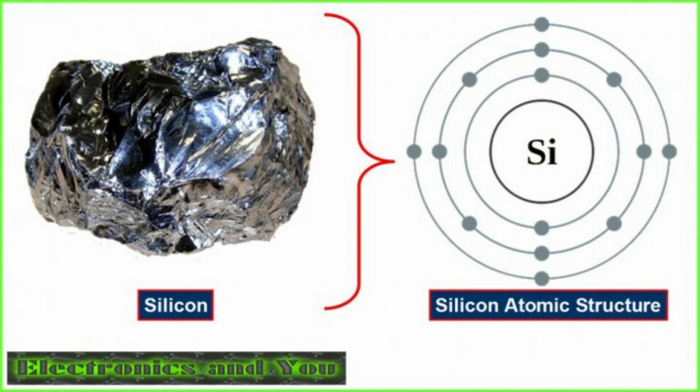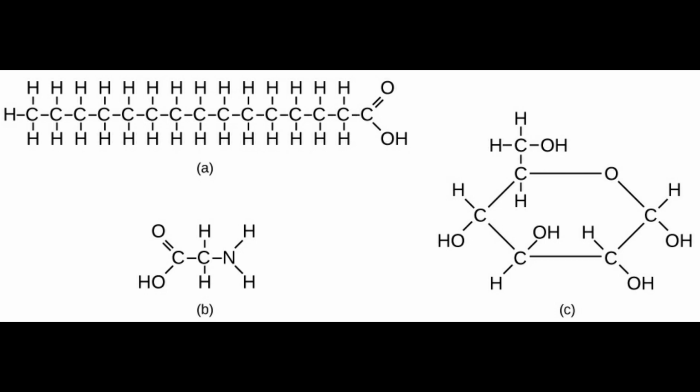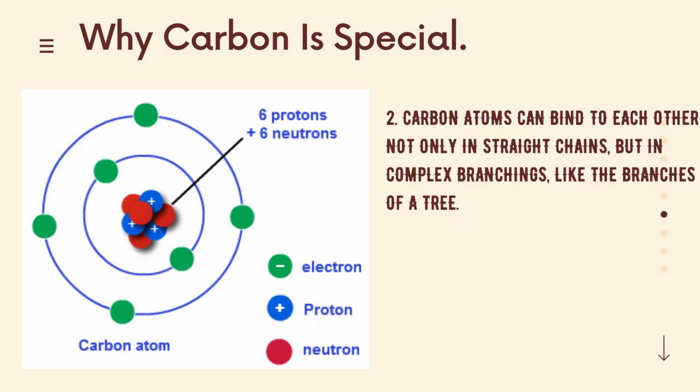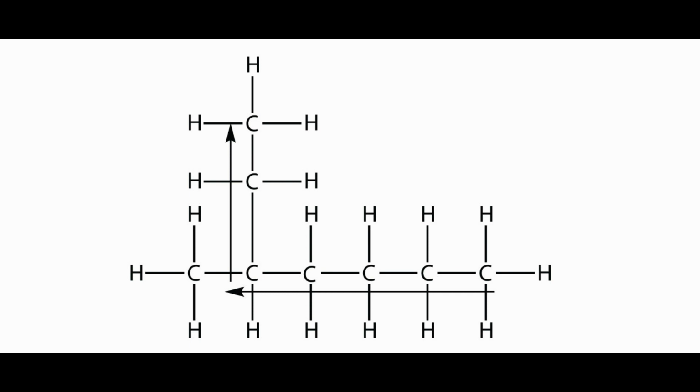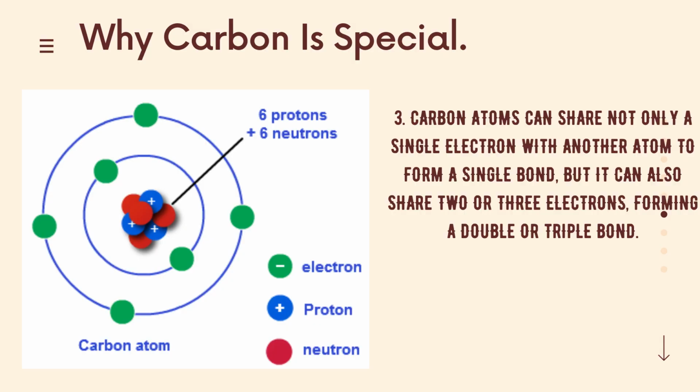There are actually 5 reasons why carbon is so special. What are they? Let me enumerate them one by one. Carbon's ability to form long carbon-to-carbon chains is the first of the 5 reasons why carbon atoms can form many different carbon compounds. Second reason for carbon's astounding compound-forming ability is that carbon atoms can bind to each other not only in straight chains but in complex branchings, kind of like a tree with different branches. They can even join head to tail to make rings of carbon atoms. In short, there is practically no limit to the number or complexity of the branches or the number of rings that can be attached to carbon atoms. And hence, there's no limit to the number of different molecules that can be formed.